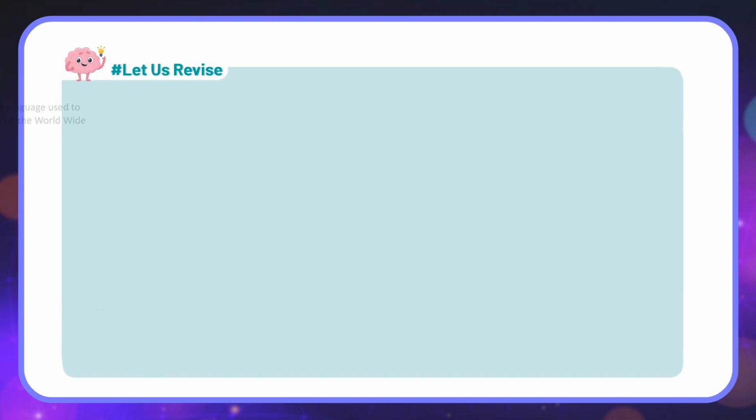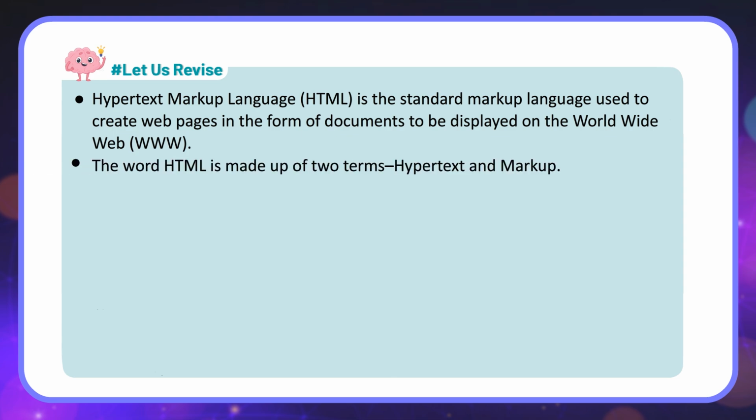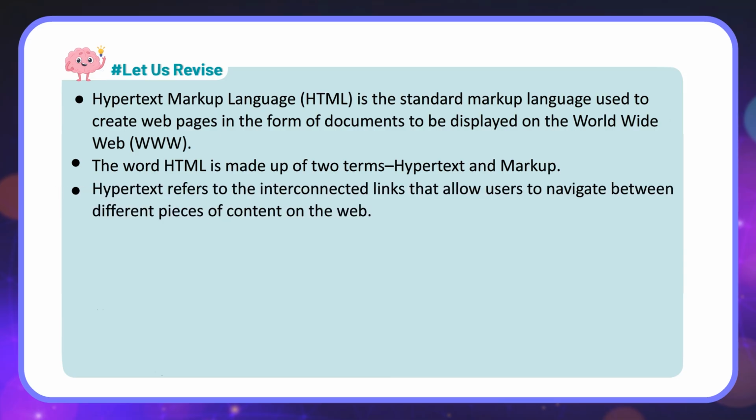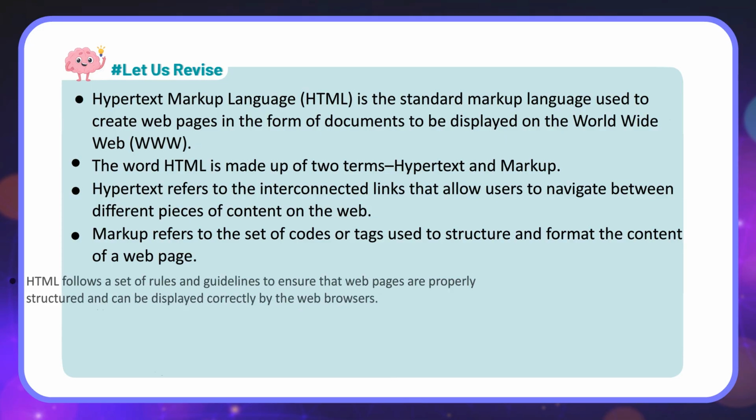Let us revise. Hypertext Markup Language, HTML, is the standard markup language used to create web pages in the form of documents to be displayed on the World Wide Web, www. The word HTML is made up of two terms, hypertext and markup. Hypertext refers to the interconnected links that allow users to navigate between different pieces of content on the web. Markup refers to the set of codes or tags used to structure and format the content of a web page.